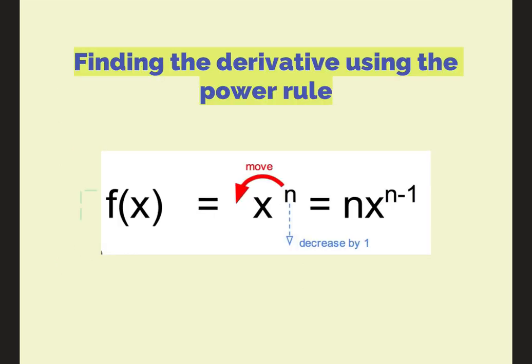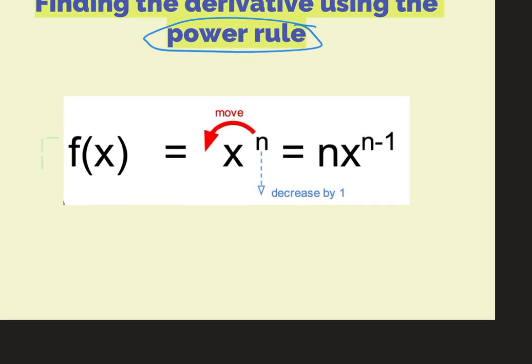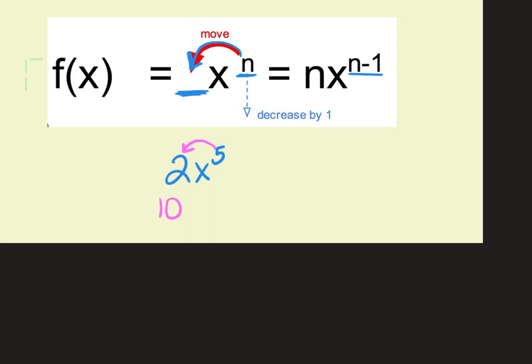Here comes the good news. The shortcut of finding the derivative is called the power rule. Whatever the power is on each individual term, you're going to bump it forward and multiply it by what's on the front, and then reduce that exponent by 1. So let's say I had 2x to the 5th. I'm going to take the 5, multiply it times the 2, I get 10, and then the x stays, and the exponent gets reduced by 1, so this becomes 10x to the 4th.